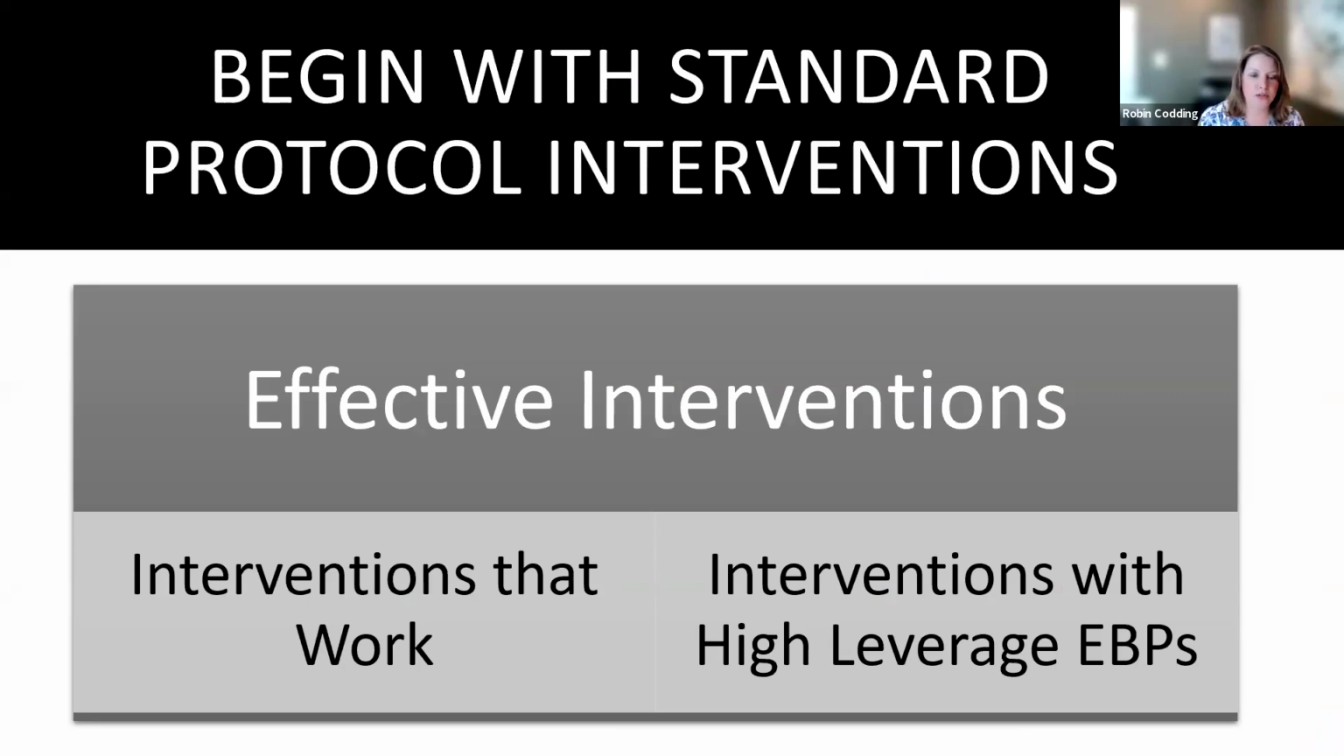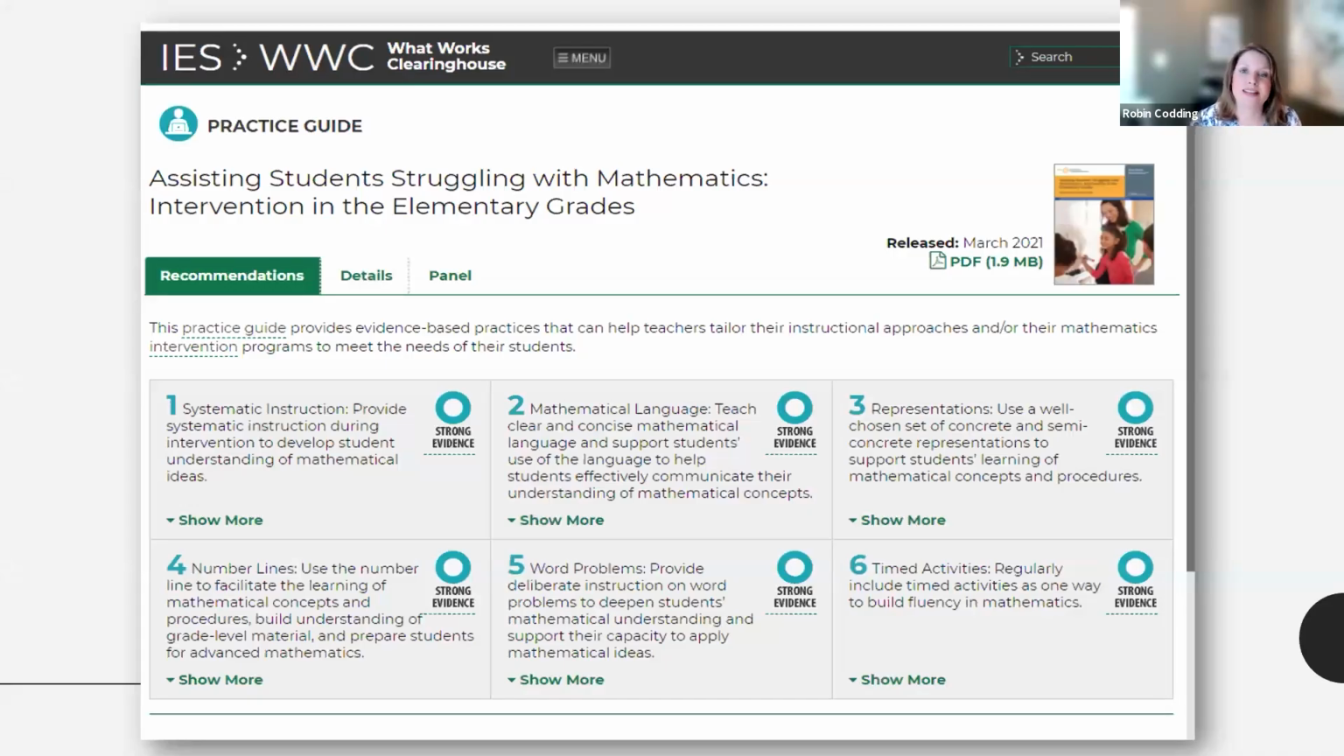We want to make sure we are using interventions that have effectiveness, that demonstrate that they work, and that include high leverage evidence-based practices. High leverage practices are the most critical practices that, when used frequently, have been shown to improve student outcomes if implemented. So we're going to get more bang for our buck if we are using a standard protocol program with good ingredients. And those ingredients are those that we know are effective for students who need more when their progress is low, slow, or absent.